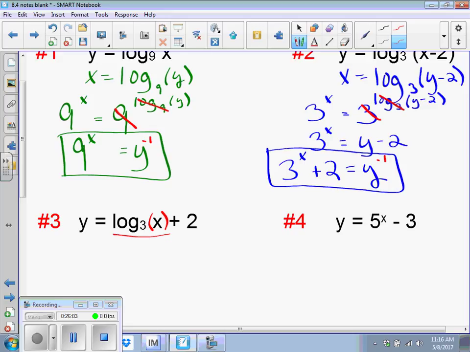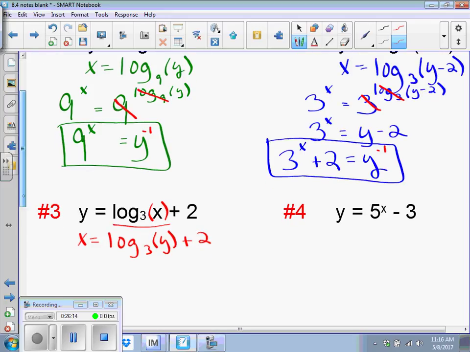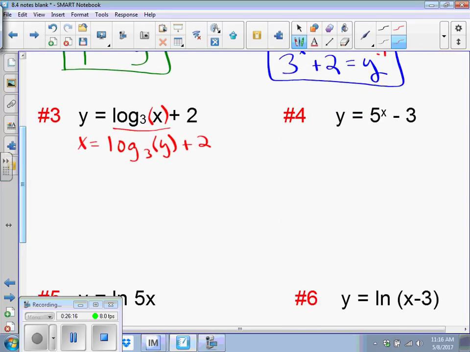So first you're going to switch x and y. So x equals log base 3 of y plus 2. Then you're going to subtract 2 from both sides to get that log by itself. You understand? So it'll be x minus 2 equals log base 3 of y. You have to isolate the variable that you're trying to get by itself first. Now, if you want, keep that in parentheses because those two are together.